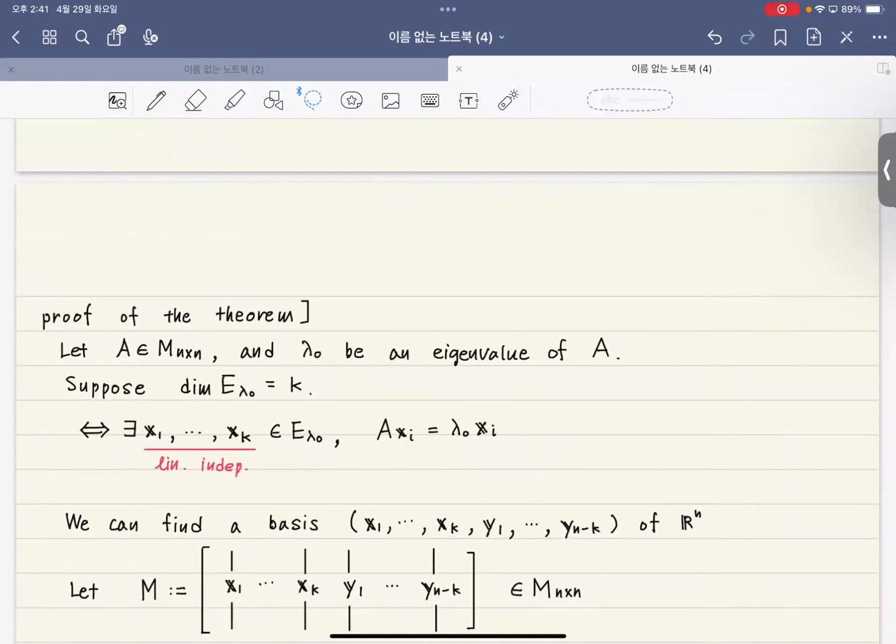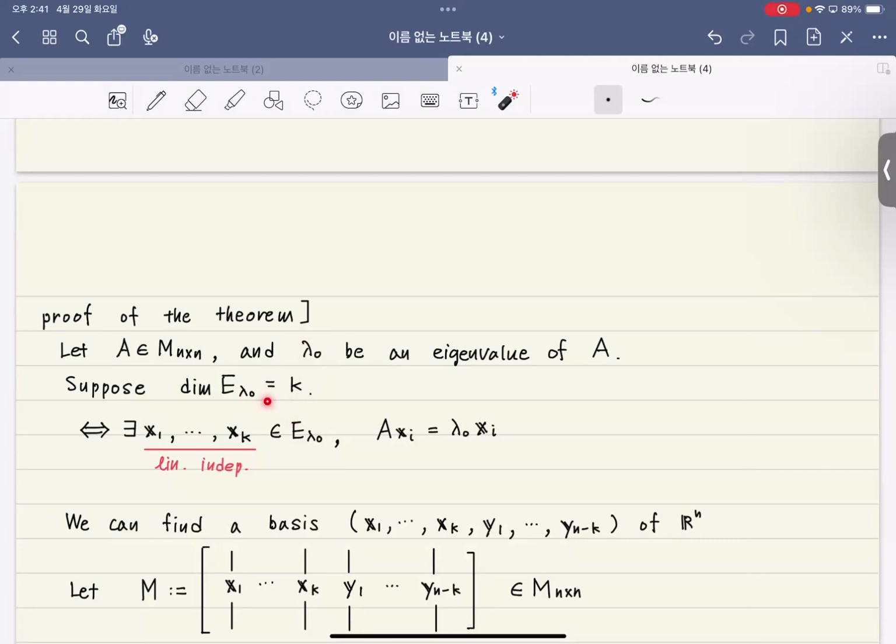Okay, so this is the proof of the theorem. I have the matrix A, and the matrix A has an eigenvalue, which is lambda 0. And let us suppose the dimension of this eigenspace is K. In other words, I am assuming that the geometric multiplicity of this eigenvalue is K.